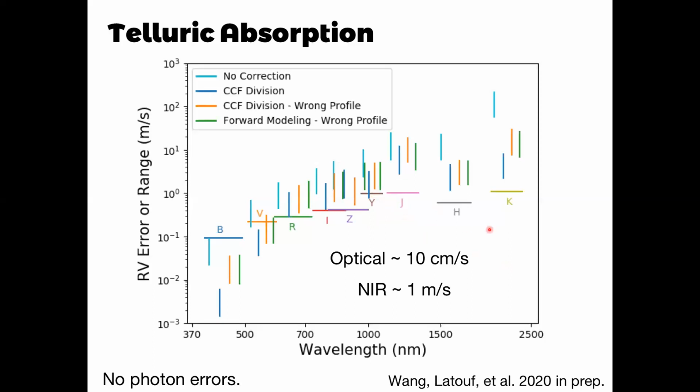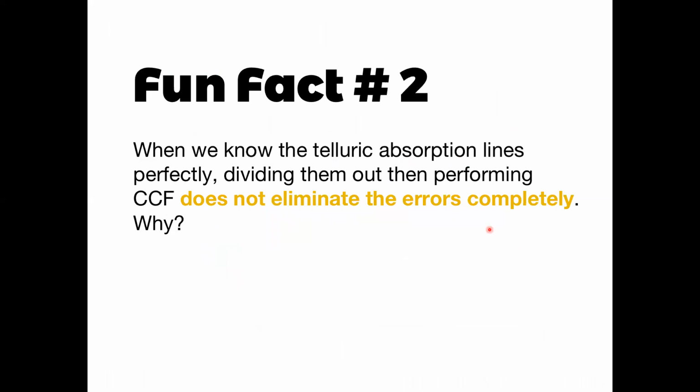All right, so now it's time for fun fact number 2. We just looked at the plot of telluric contamination's radial velocity error. And I mentioned that when we know the telluric absorption lines perfectly well, we can divide them out of the observed spectrum and then perform CCF. But as you can see in the previous plot, this method does not eliminate the errors completely. You're still left with some residuals. Right? Why is that? You already know the telluric absorption lines perfectly. You're dividing them out. So what's wrong?